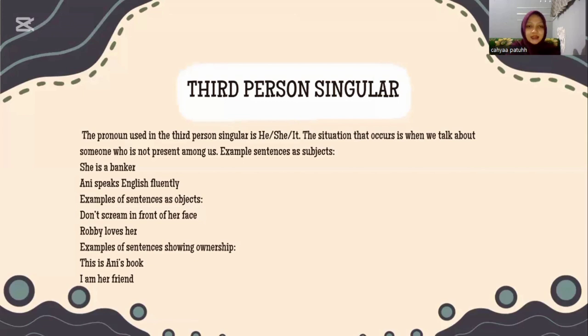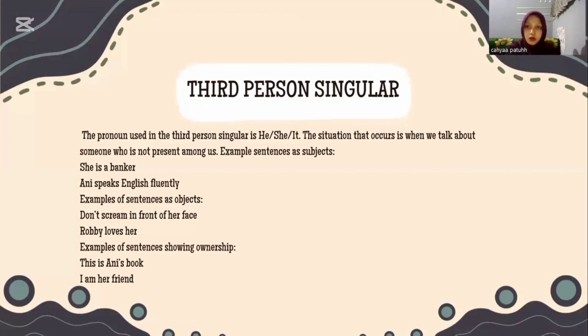The next slide about third person singular. The pronouns used in the third person singular are she, he, and it. The situation that occurs is when we talk about someone who is not present among us. Example sentence as subject: She is a banker. Annie speaks English fluently. Example of sentence as object: Don't scream in front of her face. Robbie loves her.